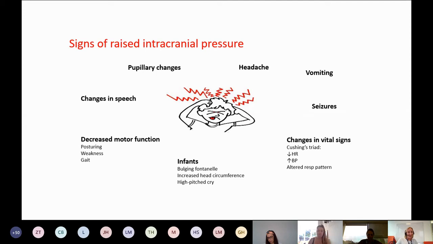So if we just go round what I've got here, I think everything was probably covered. Pupillary changes, yes, you got that. Headache, vomiting, these are classic signs. Seizures, yes. In infants, you talked about increasing head circumference, bulging fontanelle, and the high-pitched cry. Decreased motor function, so posturing, weakness, a change in their gait. And changes in speech, slurring speech. I think you got all of that. But as I say, we talk so much about the Cushing's triad. I think it's really important that we recognise all of those signs and symptoms that appear before we actually get changes in vital signs, so that we can highlight this as a neurological emergency and get urgent escalation for that child.